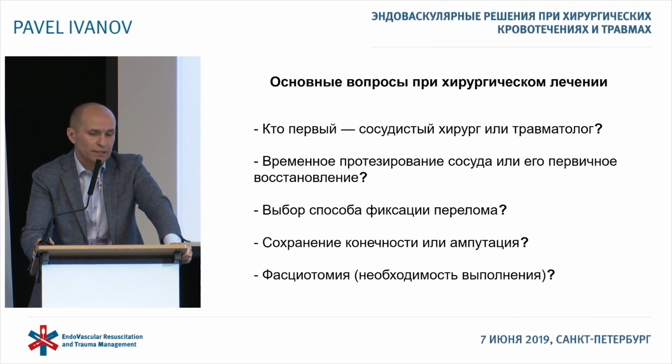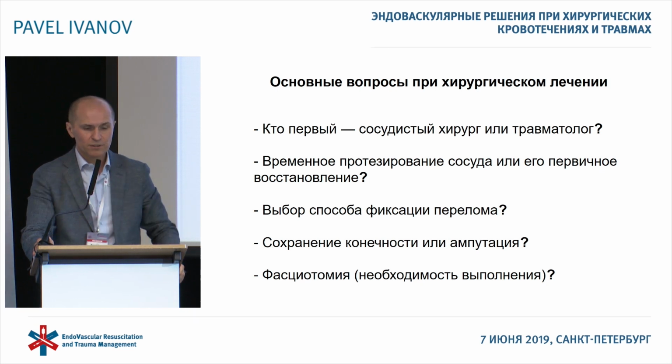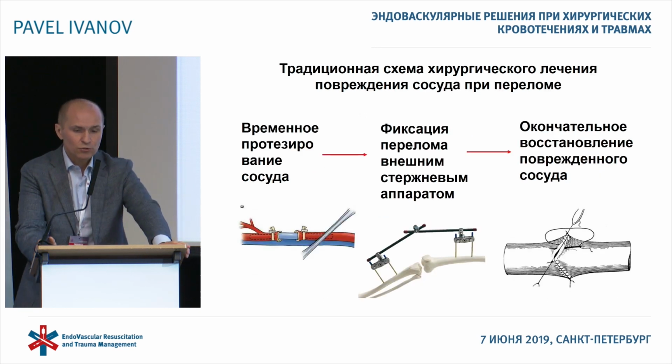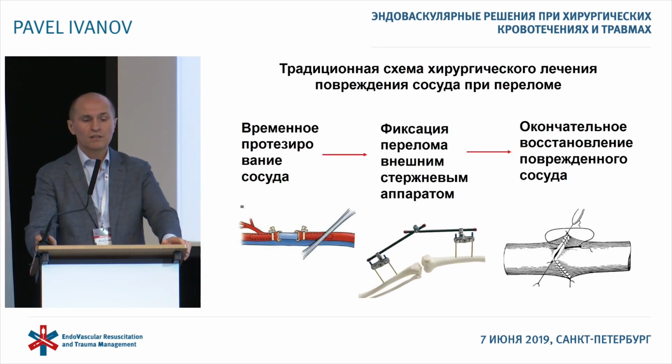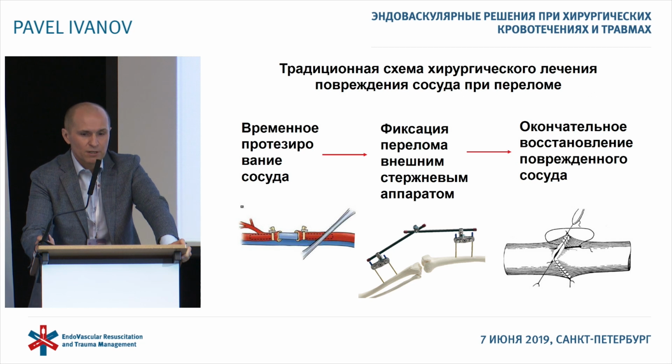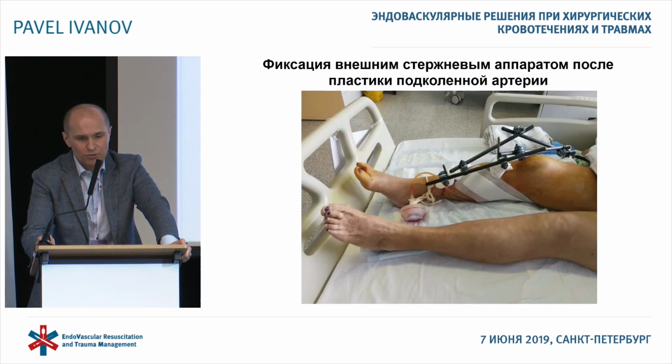The treatment is quite complicated. Who is the priority: a cardiac surgeon, vascular surgeon, or a trauma surgeon? What is the time for prosthesis? Preservation of lower limbs and upper limbs. The traditional scheme of treatment is like this. First of all, the vascular surgeons do the temporary prosthesis of the vessel, then the fracture is fixed, and then the vascular surgeons finish the procedure.